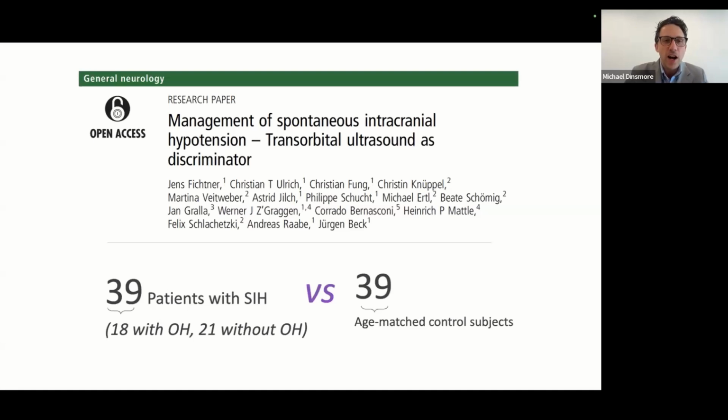All right, so one other thing that was very interesting was the use of this for spontaneous intracranial hypotension. Okay, so what they did here, they had 39 healthy patients, and then they had 39 patients with a diagnosis of spontaneous intracranial hypotension. Now, out of those 39 patients, you had 18 that were symptomatic. Okay, so they had orthostatic headache. They'd get an orthostatic headache when standing up. And you had 21 patients that still met the criteria for spontaneous intracranial hypotension, but they were asymptomatic and they didn't have a headache when standing.